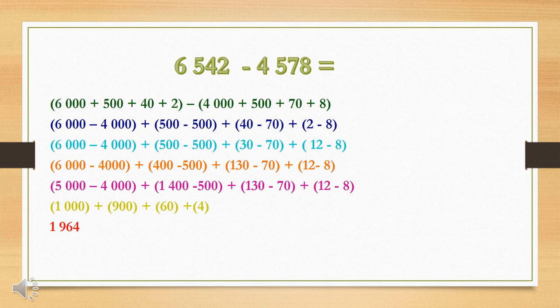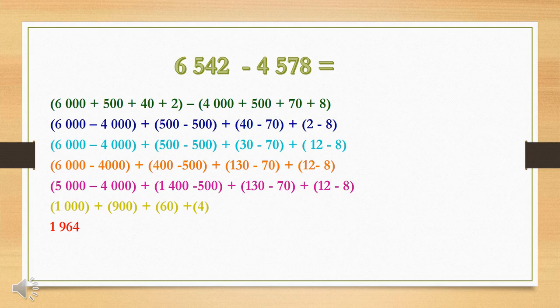So it read 5,000 minus 4,000 plus 1,400 take away 500 plus 130 take away 70 plus 12 take away 8. Finally, I got to my answers. 5,000 take away 4,000 is 1,000. 1,400 take away 500 is 900. 130 take away 70 is 60. And 12 take away 8 is 4.